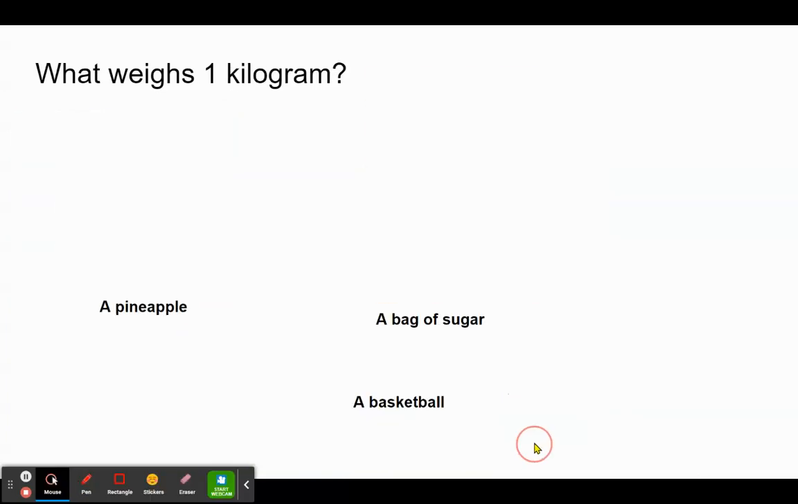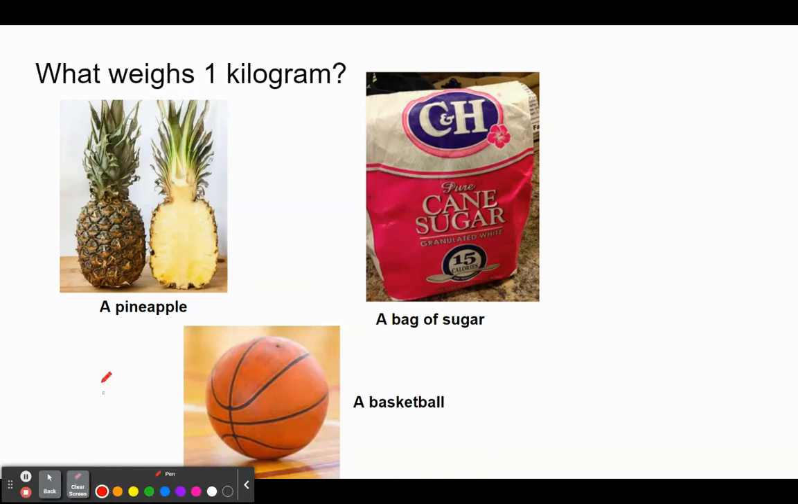Now let's go ahead and compare this to a kilogram. So some things that weigh a kilogram are a pineapple, a 2-pound bag of sugar, and a basketball. So all of these things weigh about a kilogram. So a kilogram is quite a bit heavier than 1 gram.